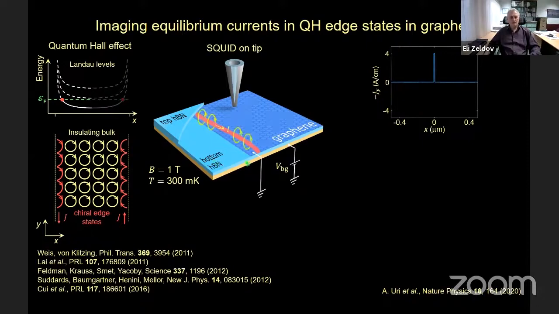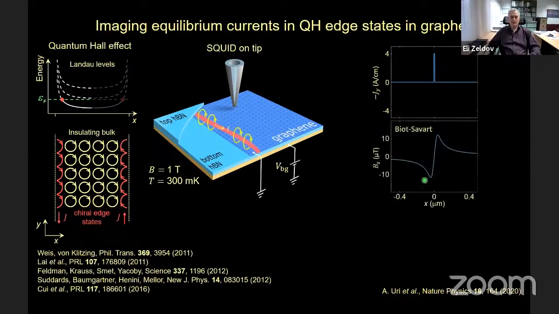This current creates a magnetic field according to Biot-Savart, so we measure the out-of-plane magnetic field. This is how the out-of-plane magnetic field of this current looks. You have positive field on one side and negative field on the other side, and it's broadened due to the finite height and the finite diameter of our SQUID-on-tip.